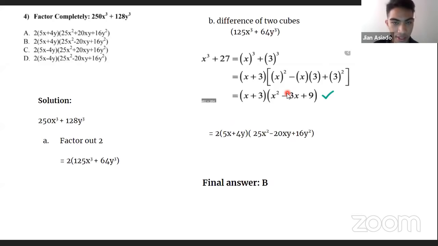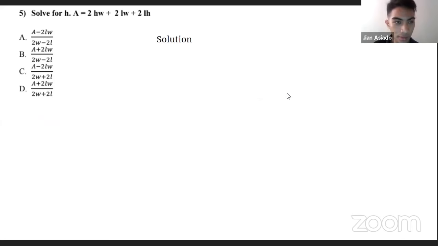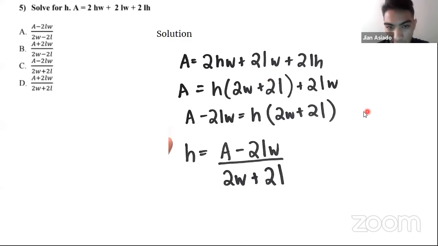Okay. The next, we have the following, no? So ito, arithmetic lang siya, no? Pinapahanap sa atin si H. Pwede nating i-factor out si H dito, tapos i-manipulate na lang yung equation, no? So, ayan. Una, nilabas niya si H. Dito, finactor out niya mula sa HW and LH.